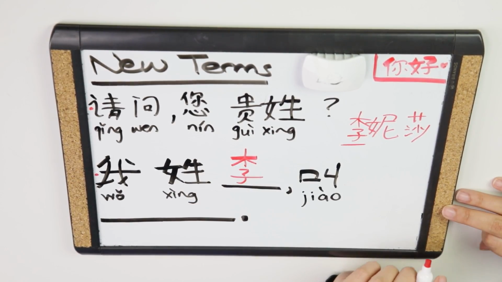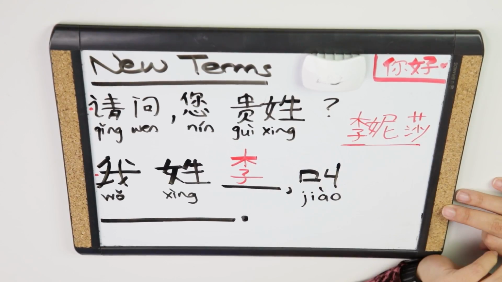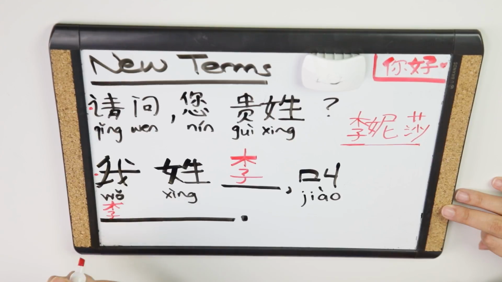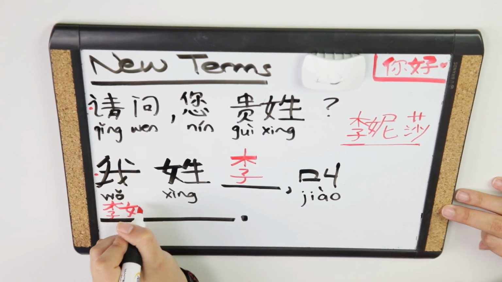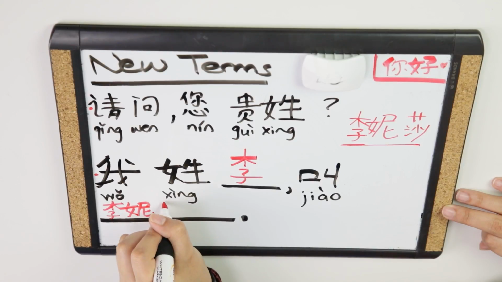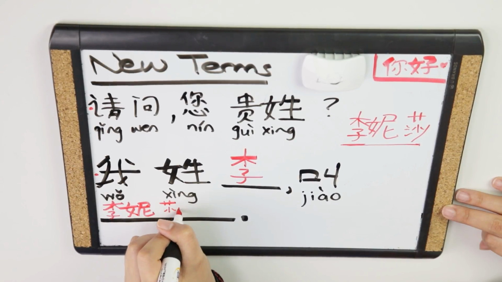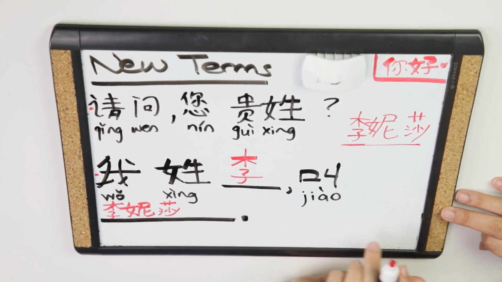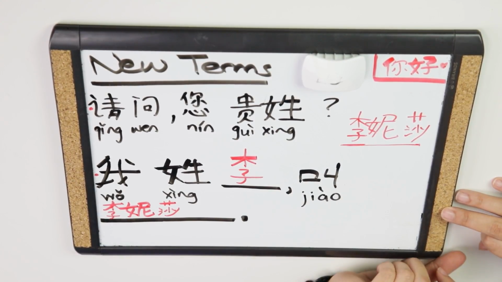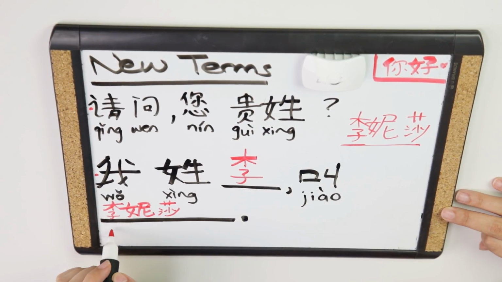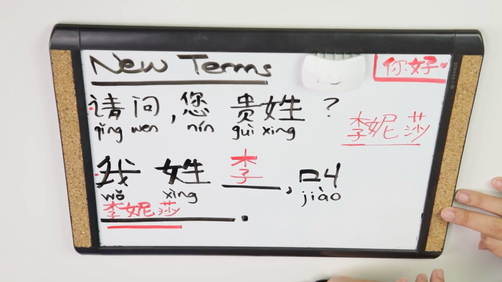我叫, and then you would put the whole thing. 我叫李你莎. So 我姓李，叫李妮莎. So this is my family name right here, and then my full name is what I am going to be called, Li Nisha.